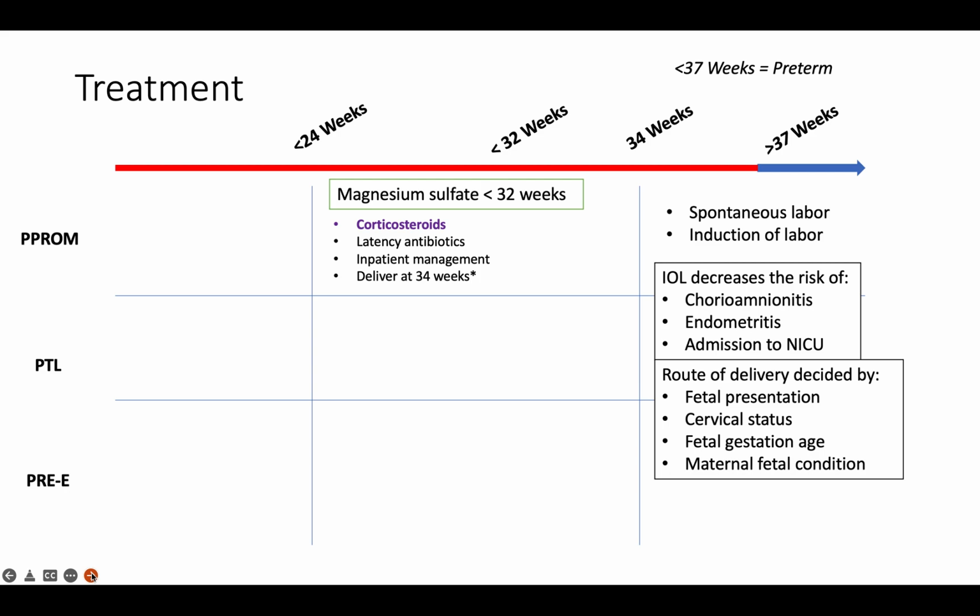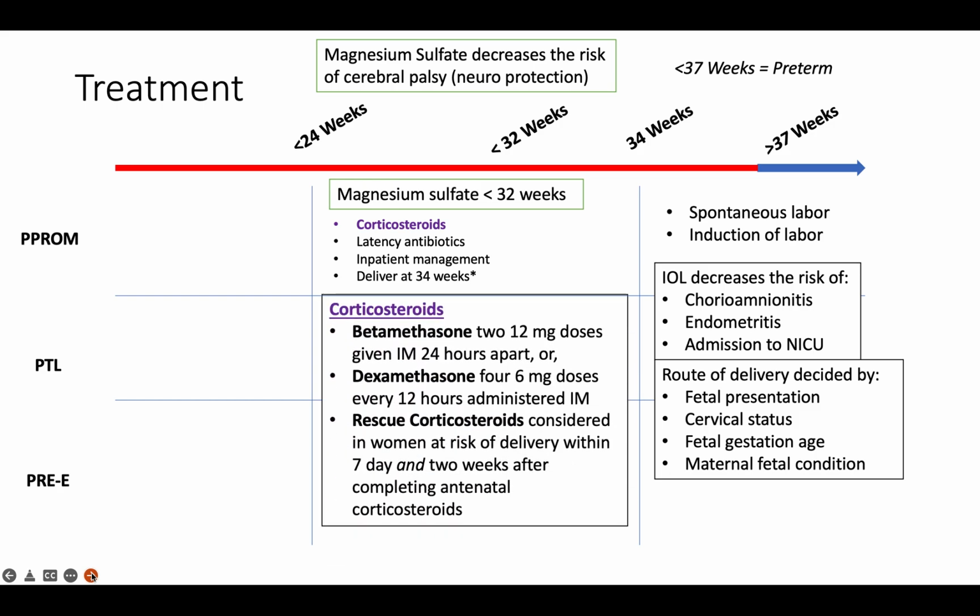These moms also receive magnesium sulfate less than 32 weeks. Magnesium sulfate decreases the risk of cerebral palsy and offers neuroprotection to baby. The corticosteroids that moms receive allows baby to have lung development.